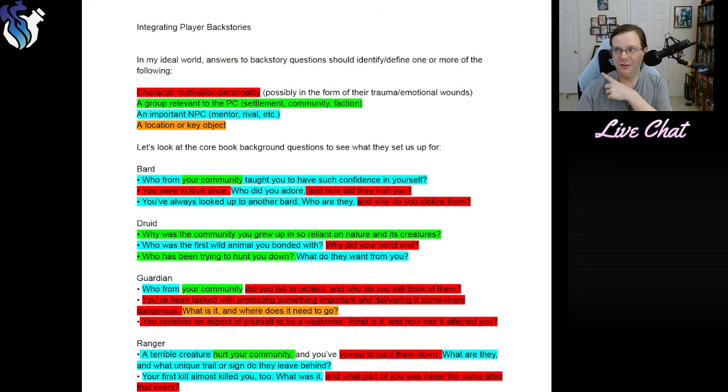I wanted to just have a few categories because I'm going to walk us through the background questions for the Daggerheart core book classes, the nine classes in the main book, and how I see or what I look for in the answers to those questions, right? I think these questions set the player up to detail these elements of story: characters, places, motivations, things, and so on. So we're going to jump back over to here, and these are in alphabetical order.